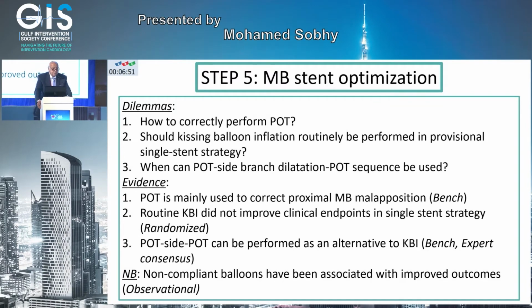Main branch stent optimization: how to correctly perform POT. Should kissing balloon inflation routinely be performed provisionally? Usually common questions. When can POT or side POT be used? POT is mainly used to correct proximal main branch malapposition. Routine kissing did not improve clinical endpoints in a single stent strategy. POT, side, POT can be performed as an alternative to kissing.